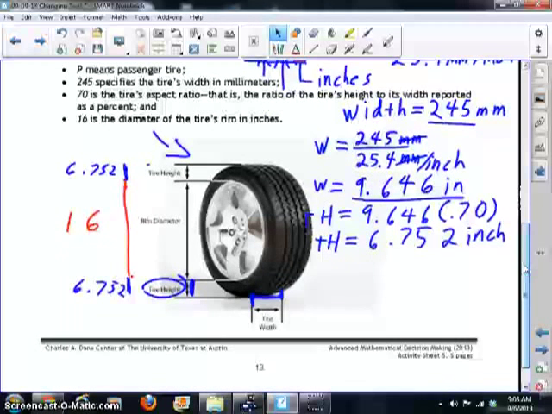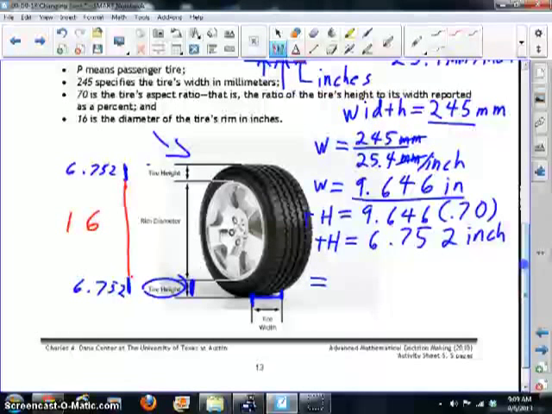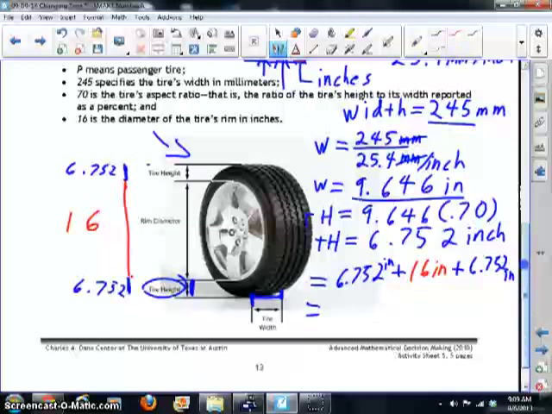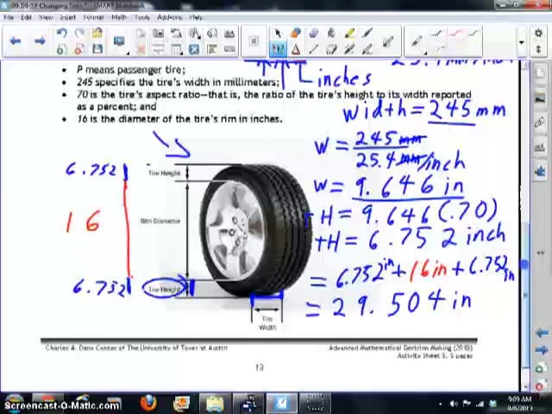Alright, so we're going to do the math here. So let's see. If we want the total tire height, we're going to get 6.752 inches plus the 16 inches, plus another 6.752 inches. And that gives me a grand total of 29.504 inches. And that is our total tire height.